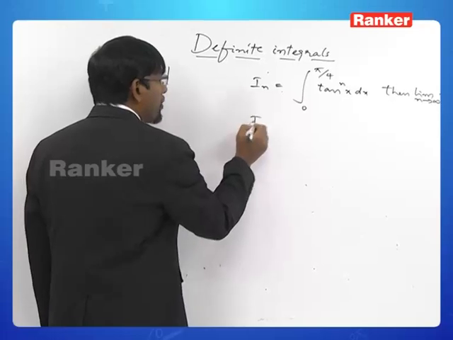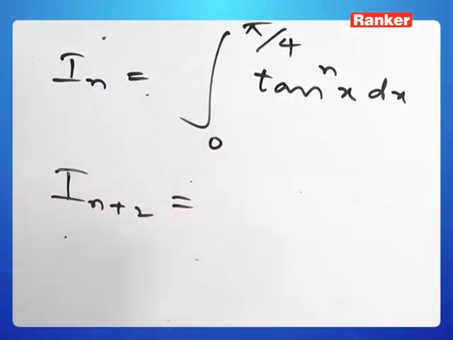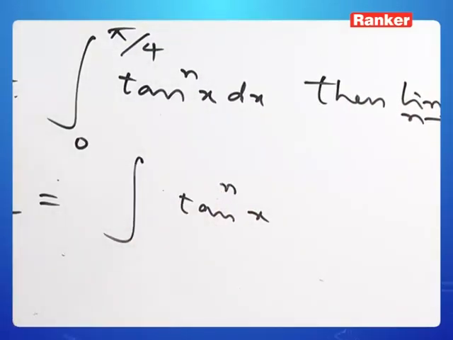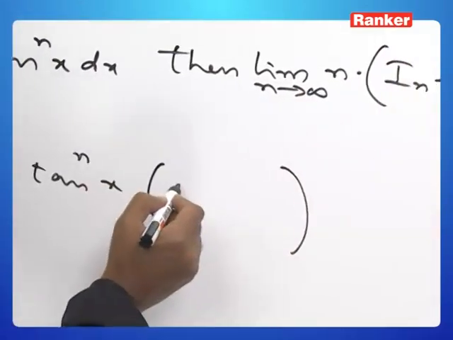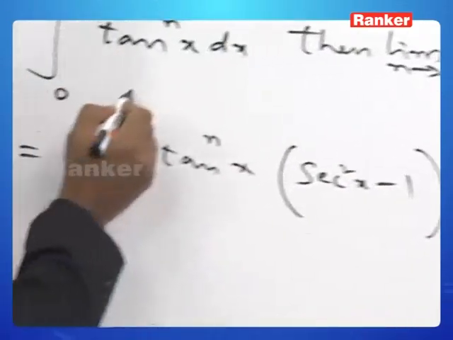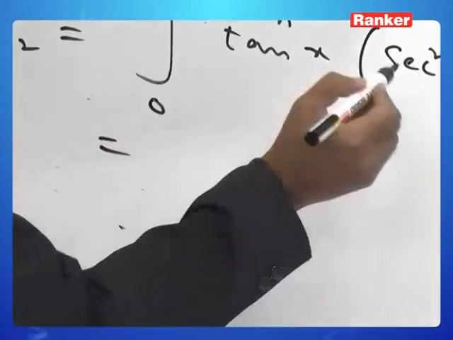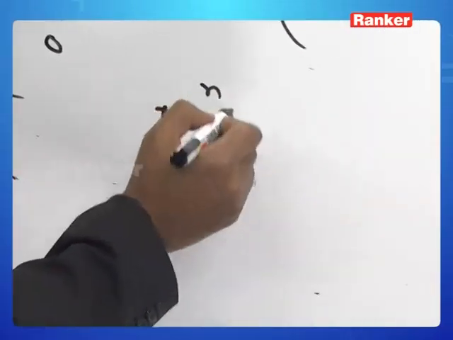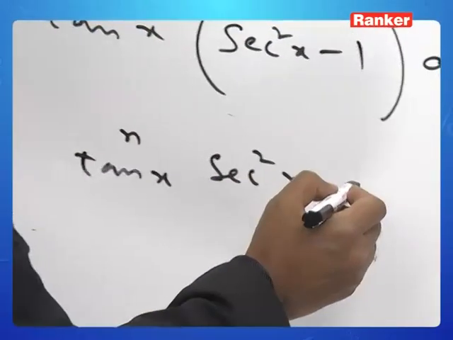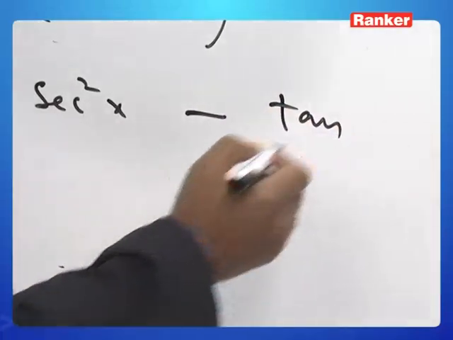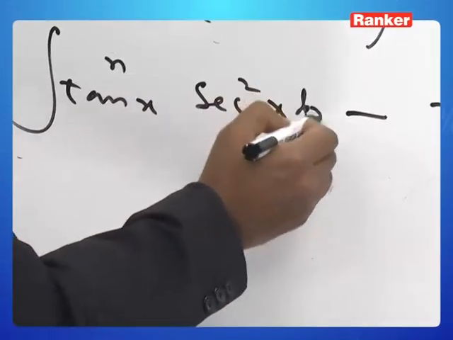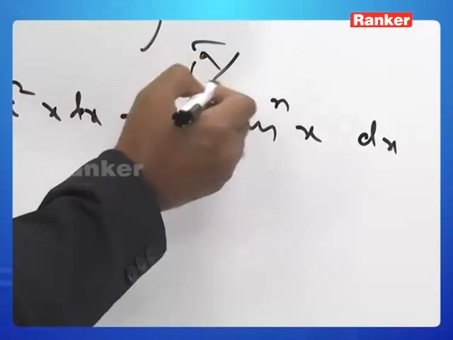Now, let us look at what is In plus 2. What is In plus 2? Tan x raised to the power n plus 2. That we can write as tan x raised to the power n into tan square x. Tan square x we can write in the form of secant square x minus 1, dx, 0 to pi by 4. So, we can now rewrite this as tan x raised to the power n into secant square x. I am splitting, taking it into 2 terms, minus tan x raised to the power n dx. Splitting the integral into two integrals now, 0 to pi by 4, 0 to pi by 4.